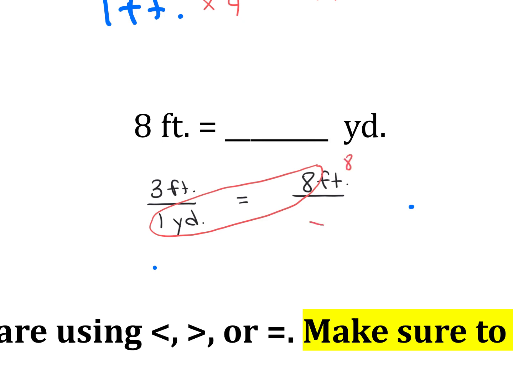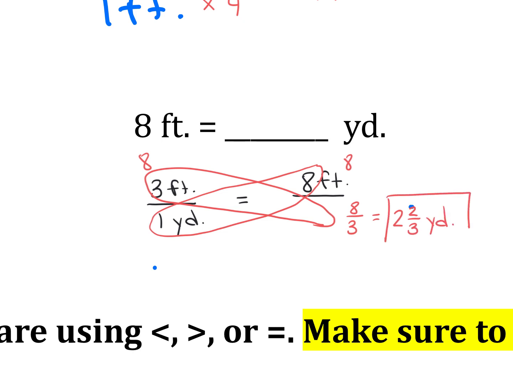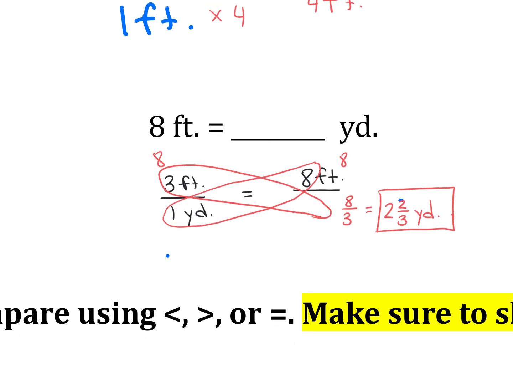This diagonal equals 8, so my other diagonal needs to equal 8. So remember, 8 divided by 3, we can write it like this. What is 8 over 3 as a mixed number? You should get 2 2/3 yards. If you got a decimal answer, that's fine, or you could leave it as a fraction, but remember, this one is not going to be on your test.